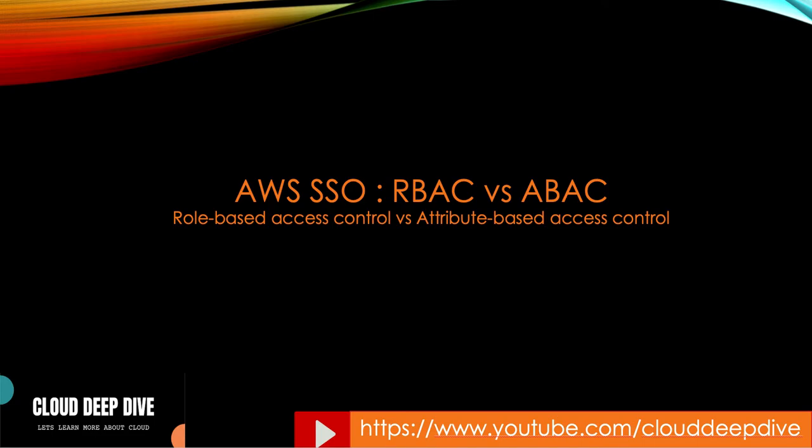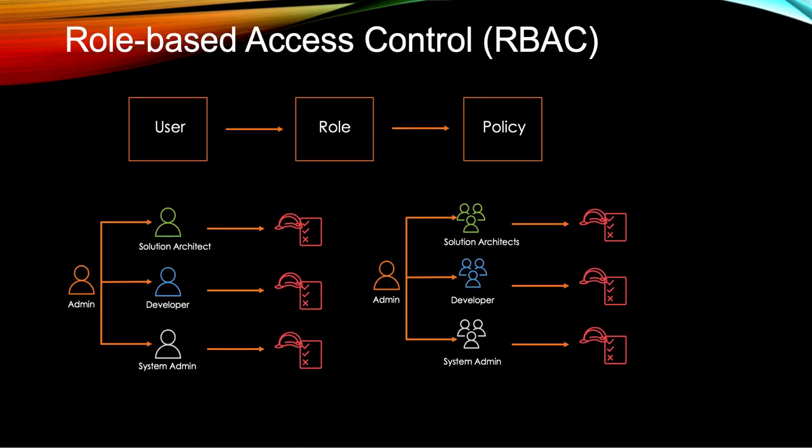In today's video, we are going to talk about RBAC versus ABAC with AWS SSO. RBAC means role-based access control and ABAC means attribute-based access control. So first, let's start with RBAC and try to understand what is role-based access control.